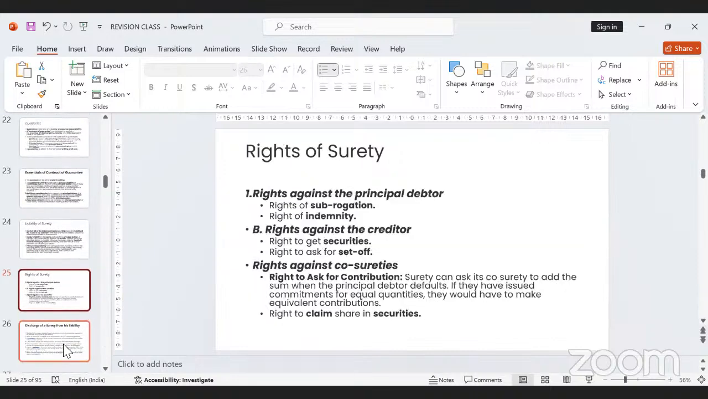Right? So now what are the rights that the principal debtor has? The principal debtor has the right of subrogation. The principal debtor has the right of indemnity. Subrogation means, once the surety has made the payment.